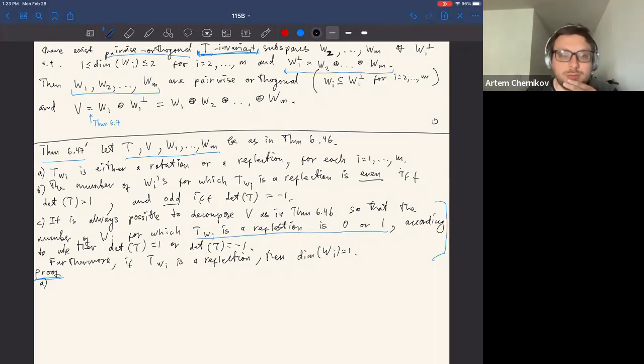Okay, so first let's look at part A. Proof of A. We know that each Wi has dimension which is either 1 or 2, right? So for each i, it's either one-dimensional or two-dimensional. Okay, and T restricted to the subspace Wi is orthogonal.